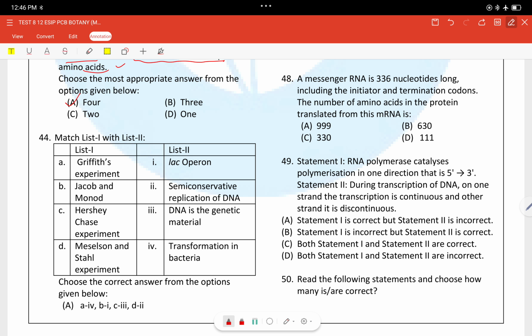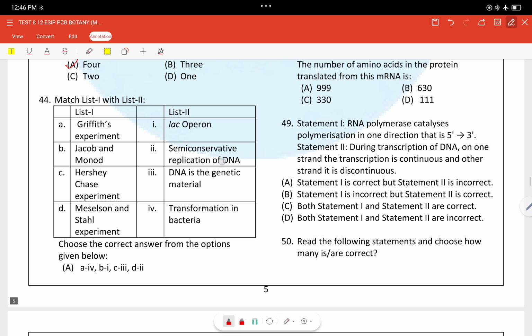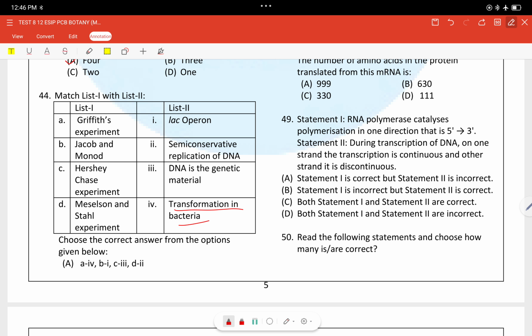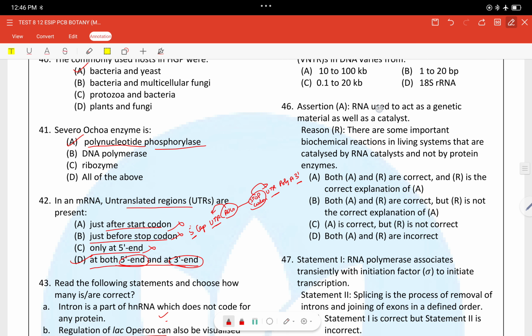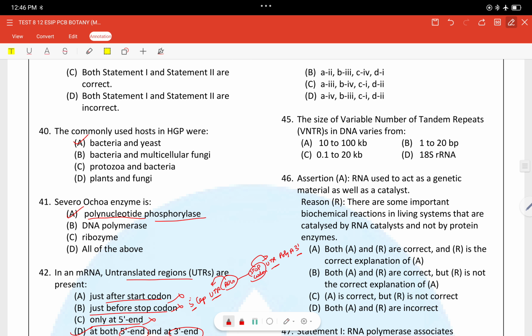Match the column. Griffith's experiment, transformation in bacteria, we have already discussed this experiment. Jacob-Monod and lac operon. Hershey and Chase, they gave unequivocal proof that DNA is the genetic material. Meselson and Stahl experiment proved semi-conservative replication of DNA. They used heavy and light nitrogen. So the answer is A. Variable number of tandem repeats (VNTR) is a minisatellite, and the size of a minisatellite is 0.1 to 20 kb.